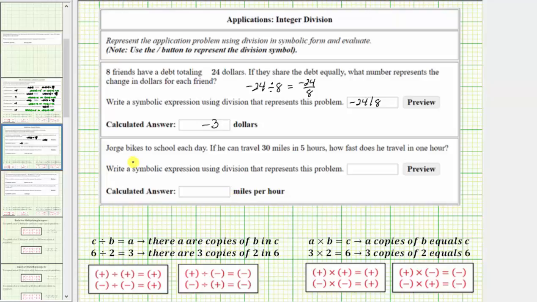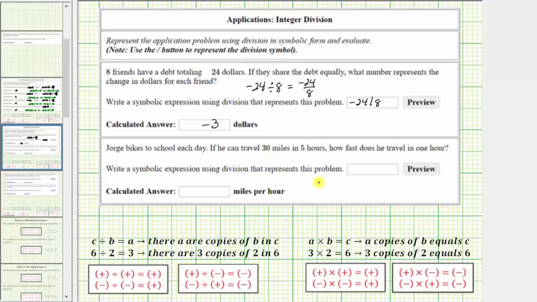For the next example, Jorge bikes to school each day. He can travel 30 miles in 5 hours. How fast does he travel in 1 hour? So the given information is a rate, but the rate is 30 miles per 5 hours. We want the unit rate of the rate per 1 hour. To determine the unit rate, we need to divide the distance of 30 miles into 5 equal parts or pieces in order to determine how far he travels per 1 hour.